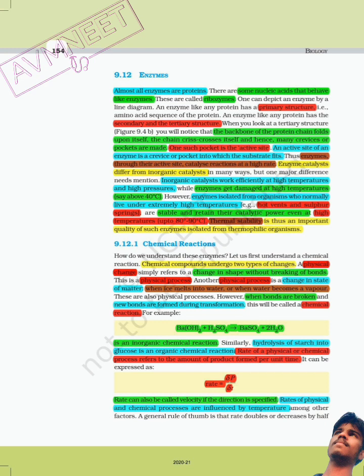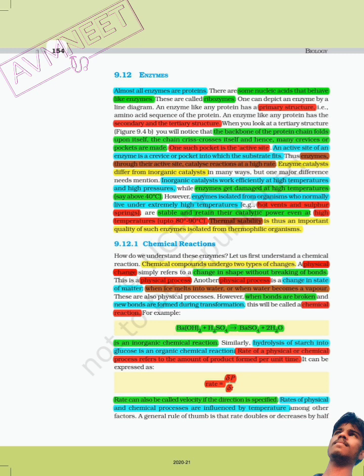9.12 Enzymes. Almost all enzymes are proteins. There are some nucleic acids that behave like enzymes. These are called ribozymes. One can depict an enzyme by a line diagram. An enzyme, like any protein, has a primary structure, that is the amino acid sequence of the protein. An enzyme, like any protein, has the secondary and the tertiary structure.